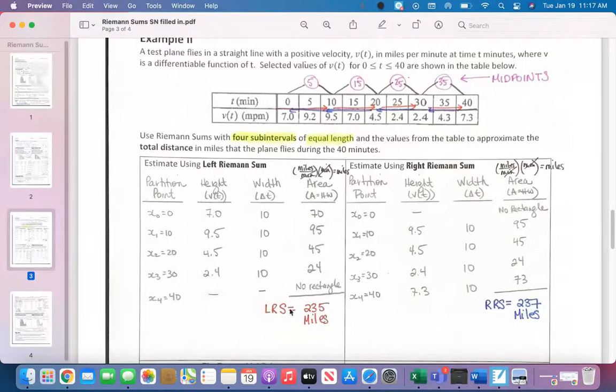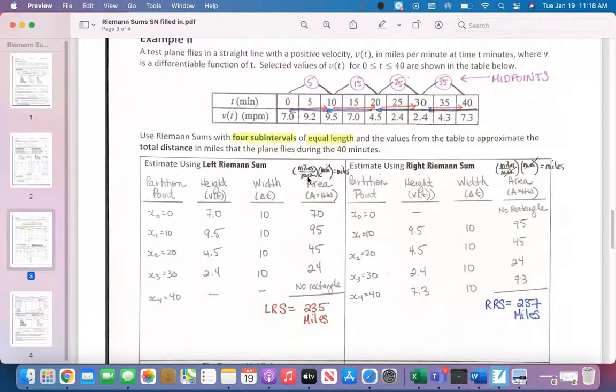So these are pretty close together, which is a good sign. And I just want to point out in terms of the units, just to show you why this area gives us miles. If we take our height of each rectangle, and knowing that our height is actually represented by velocity, or our velocity is in miles per minute, our width of each rectangle is time in minutes.